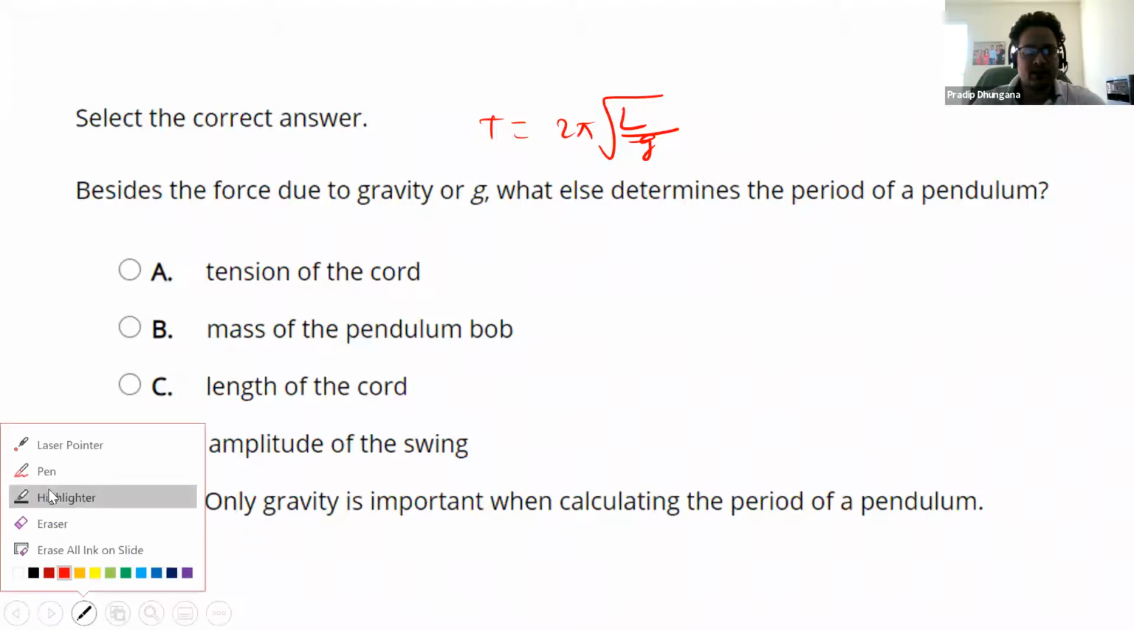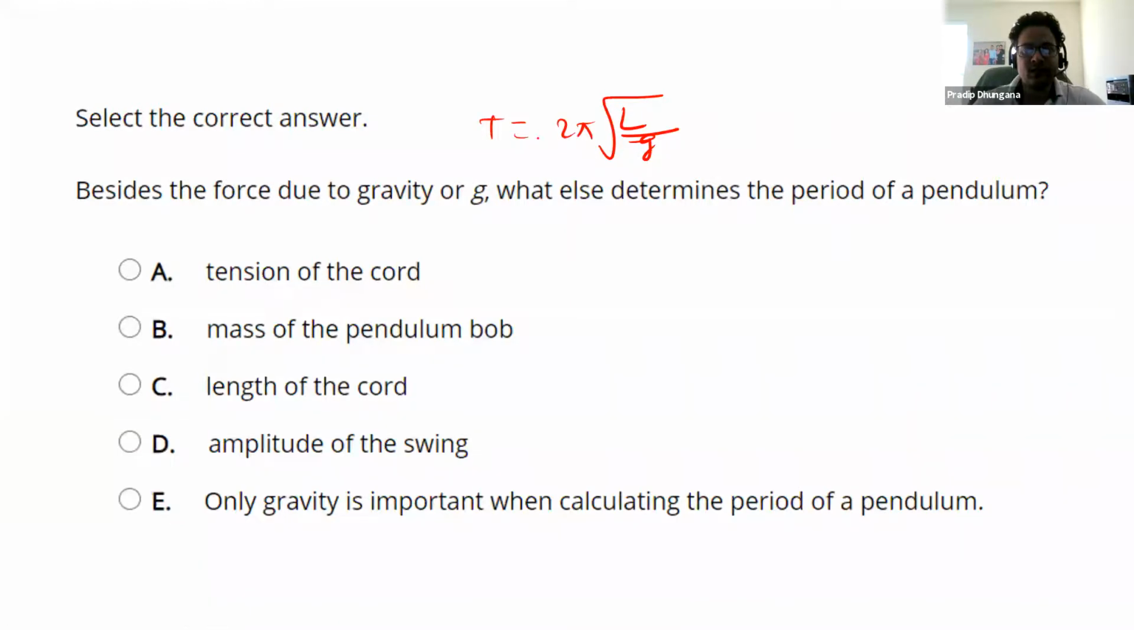So as we can see here, the period of the pendulum depends upon the length of the pendulum and g, that is acceleration due to gravity. So in that case, what else determines the period of a pendulum besides gravity? That is the length of the cord. The correct choice is C, length of the cord.